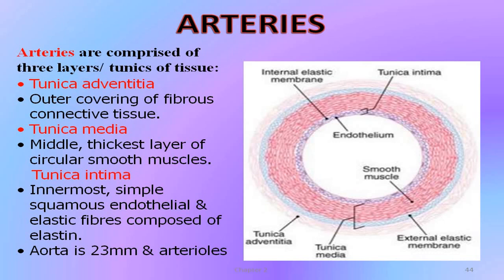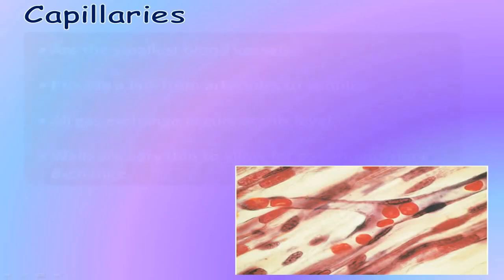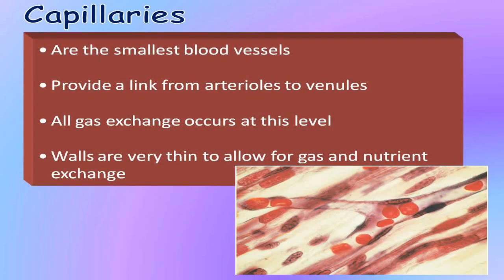Aorta, which is the major vessel that emerges from the heart, is 23 millimeter in diameter, and the arterioles are 0.2 mm in diameter. Capillaries, as you can see in the figure, are the smallest vessels, and they provide a link between the arterioles and venules.